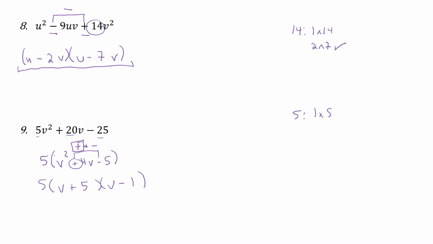Then if we distribute here, we have 5v squared plus 20v minus 25. And so again, that 5 is part of the factored form, and you need to leave it in there, so you have basically three terms: the 5, the v plus 5, and the v minus 1.